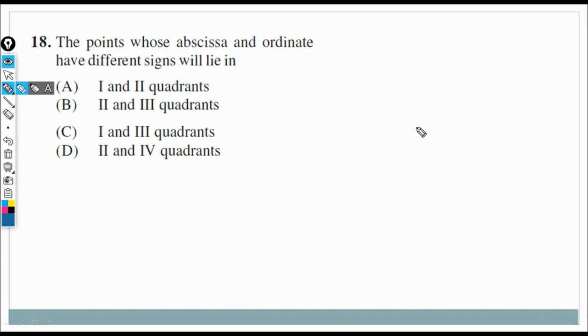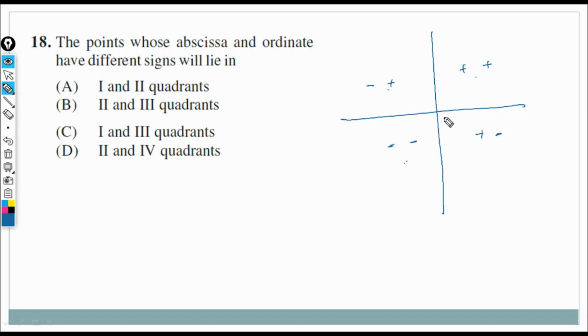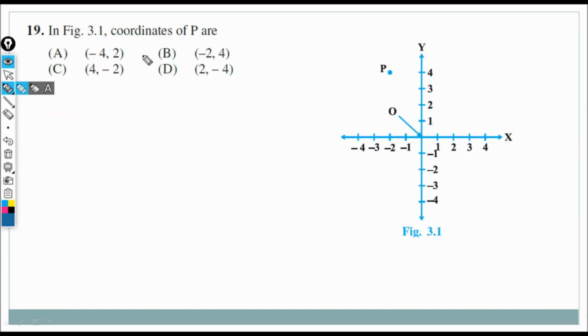Different signs कहाँ पर होते हैं देखिए बच्चों. यहाँ प्लस प्लस, माइनस माइनस. यहाँ पे फर्स्ट क्वाड्रेंट एंड थर्ड में सेम साइंस है बच्चों. तो डिफरेंट यहाँ पे माइनस प्लस और यहाँ प्लस माइनस. सो सेकंड एंड थर्ड. In figure 3.1, coordinate of point P. P के coordinate क्या है बच्चों? -2, 4. B will be answer.